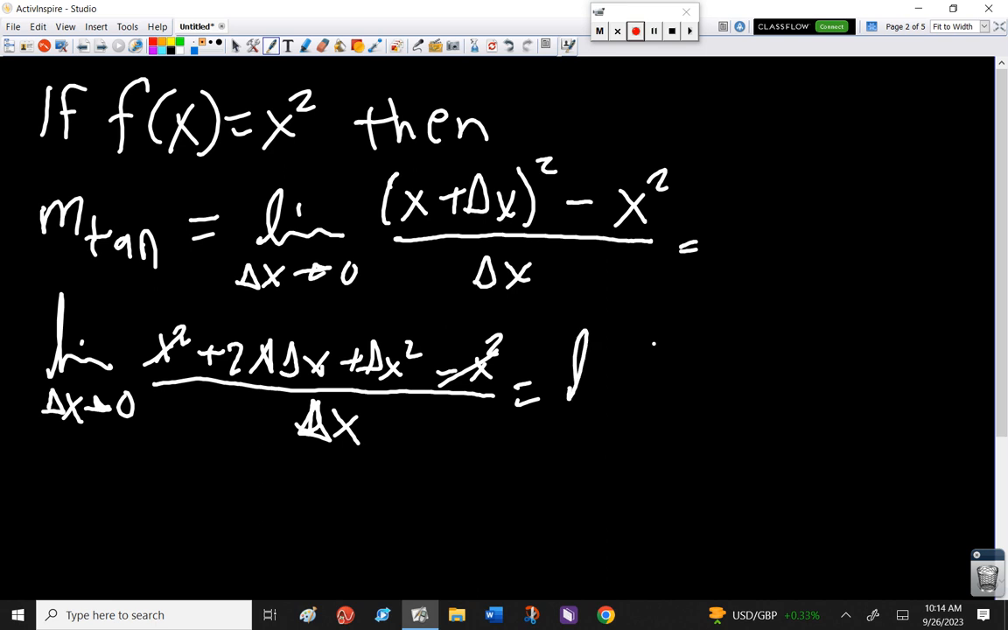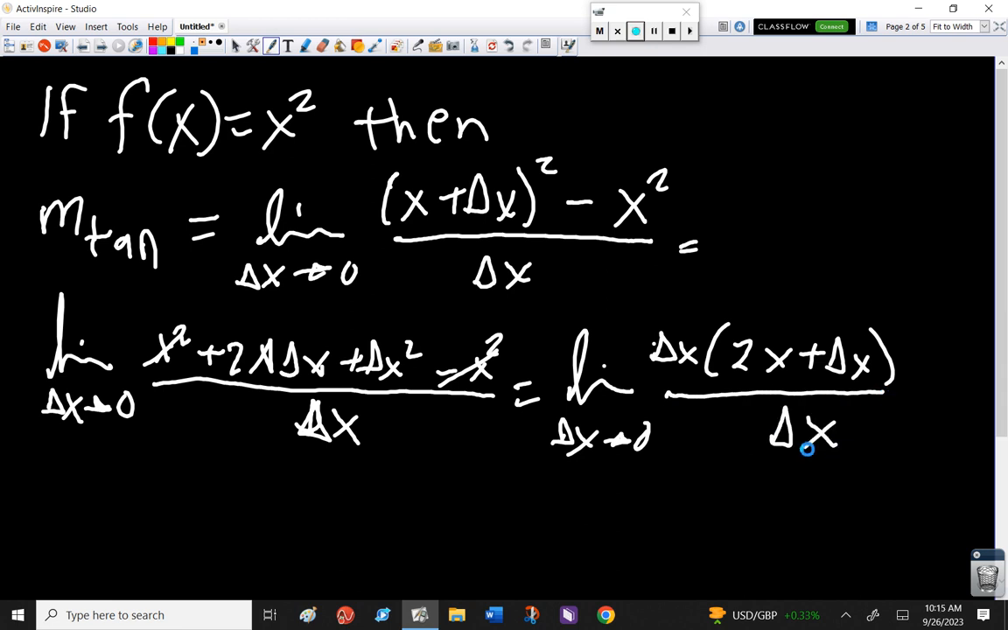And I'm going to do something else. Let me write the limit as delta x approaches 0. In this term right here, I have a delta x. In here, I have a delta x squared. So they have a delta x in common. I am going to factor out a delta x, and then I'm going to be left with 2x plus delta x. Kind of the reverse distributive property, because if I multiplied this here, I would get 2x delta x. If I multiply delta x times delta x, I'd get delta x squared. All of that is going to be over delta x.